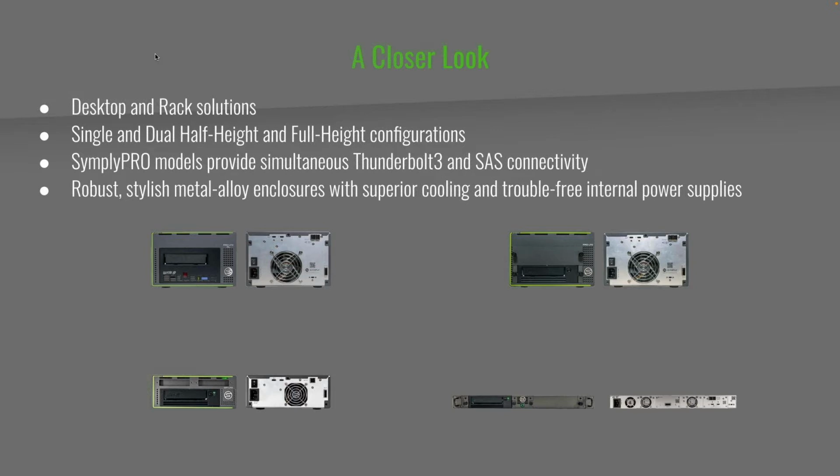We also had on the SymplyPRO products the ability to have simultaneous connections between Thunderbolt and SAS. This is great when you're working with Macs and Windows systems and you have to move between them. And that's true on the rack as well. So if you have a number of servers that are in there, Mac and Windows, you can simultaneously connect to these. Little secret as well is if you have a SAS-based system, you can port it back through Thunderbolt. So, and we can tell you all about that.